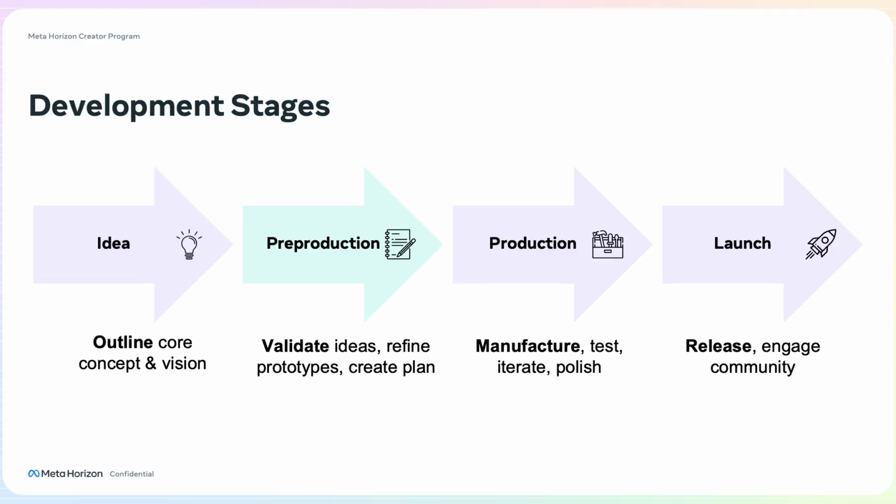Then production is the stage of manufacturing. It's building out all the details, the polish, fleshing it out. In terms of time spent, it's usually the longer chunk, but it's supposed to be a lot about manufacturing. Then comes launch, when you release it to the world and engage with your community. You might have a post-production where you keep updating it. But that's the general gist.